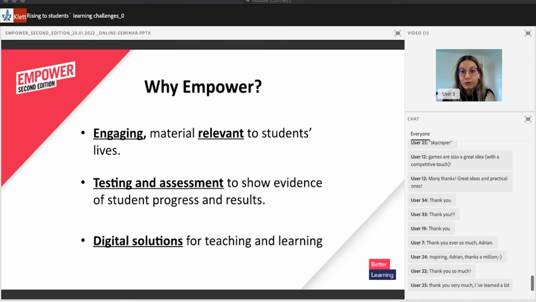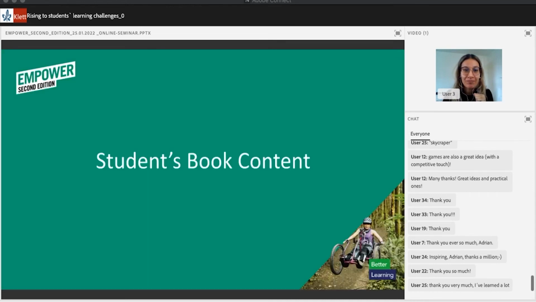Another great reason to choose Empower is that it comes with a brand new digital solution. Empower First Edition already came with a comprehensive digital package, but Empower Second Edition comes with an all-device-friendly, fresh and up-to-date digital package. So you will see.